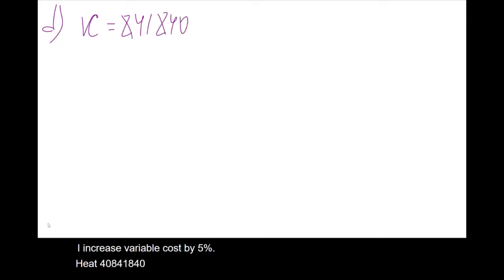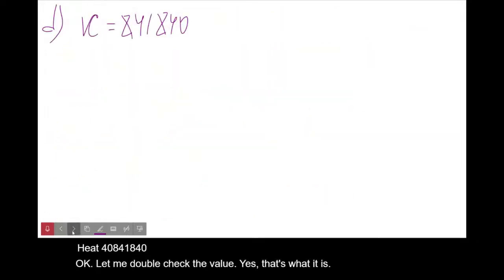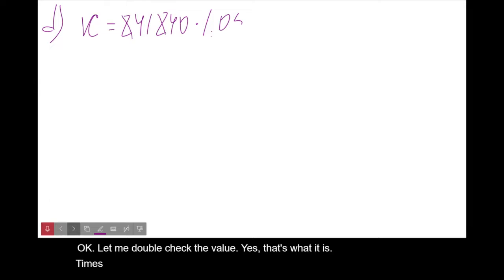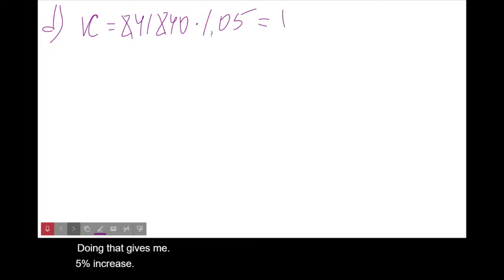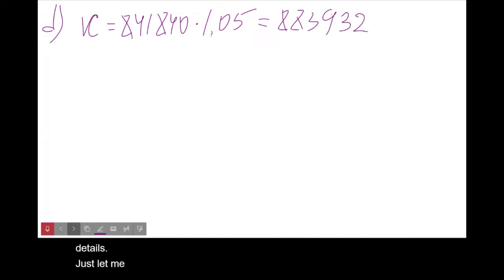I increase variable cost by 5%. 841,840. Okay, let me double check the value. Yes, that's what it is. Times 1.05. Doing that gives me a 5% increase. Make sure, guys, you understand those calculations. If not, I will explain in more detail. Just let me know.